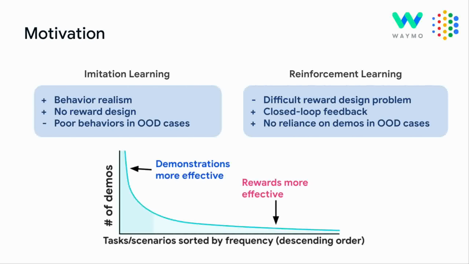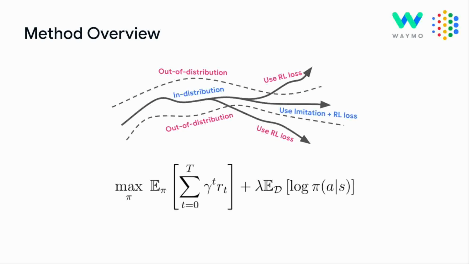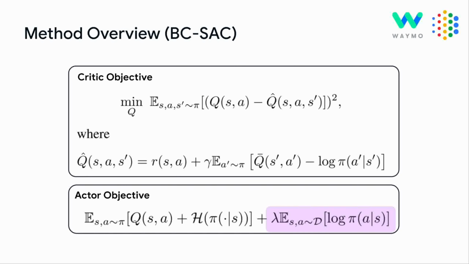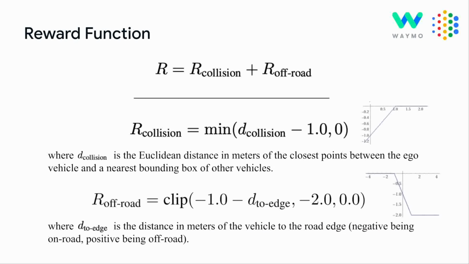of abundant data. We propose a simple objective to combine the benefits of imitation and RL by optimizing the weighted sum of the RL returns with the imitative log likelihood. We build our method on the widely used soft actor-critic framework with an additional behavior cloning term added to the actor objective. We call our method BC-SAC. We combine collision and off-road reward additively as a simple reward function.